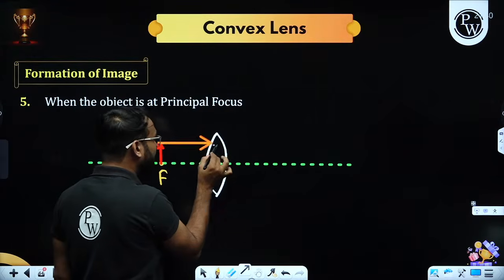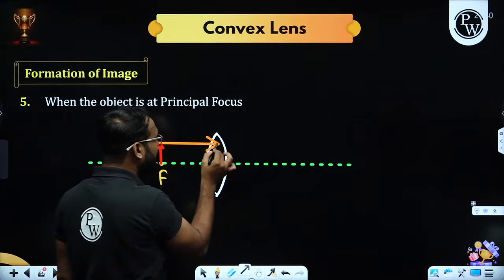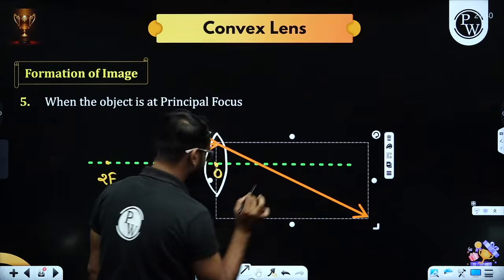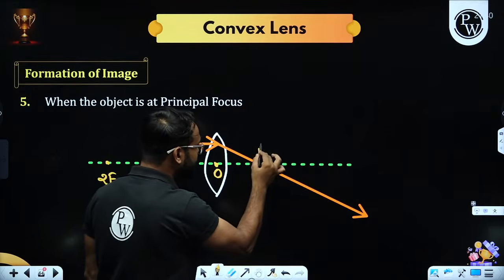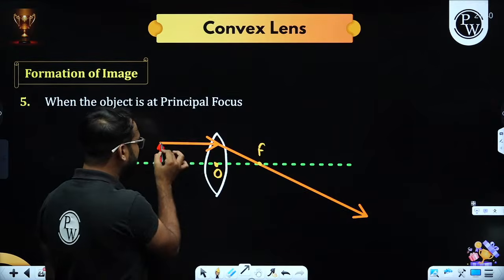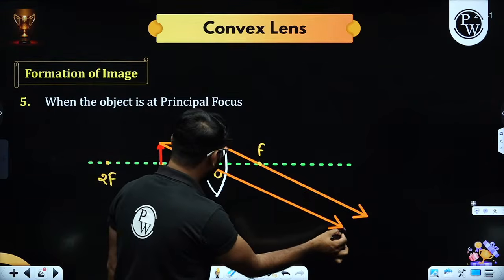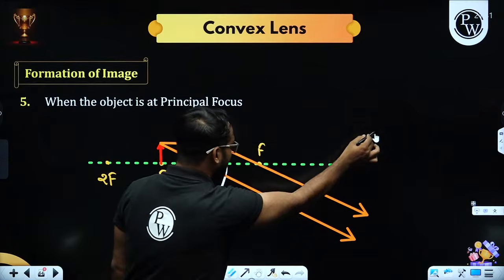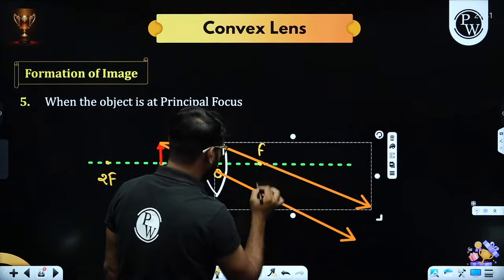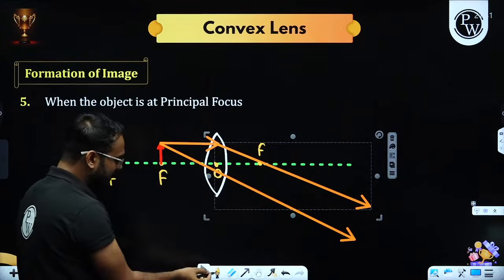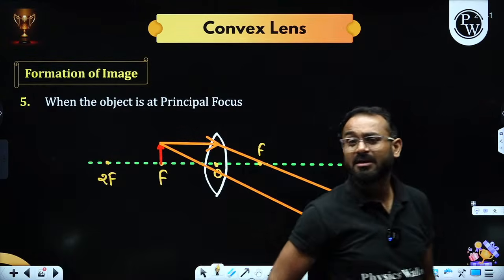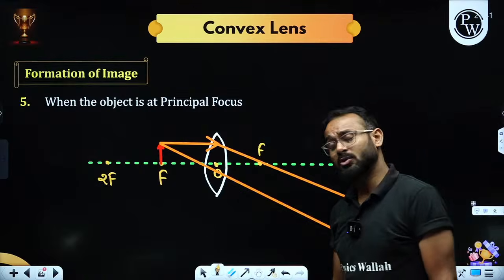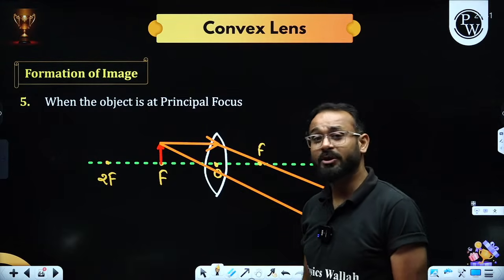Sir, the light parallel to the principal axis, after refraction, is passing through focus. That's focus. And the light ray which is passing through the optical center will go undeviated. It is like that. Will they meet? Are they going to meet? No, sir. They are parallel. They are not going to meet.